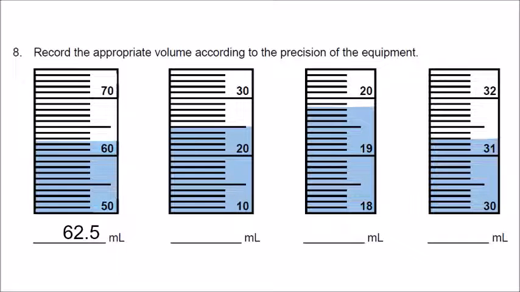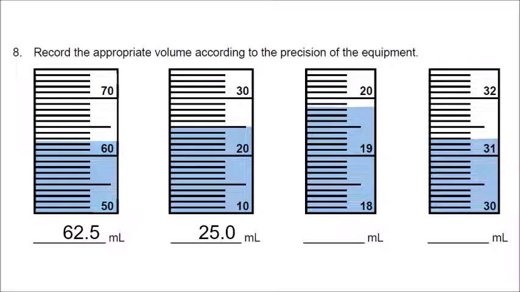Our next measurement, it looks like the liquid level is on the line exactly, but every line is still worth 1 milliliter. So we are not in between 25 and 26. I think we're exactly on the line. We cannot just say 25. We still have to go to the 10th place, so it's going to be 25.0 milliliters.